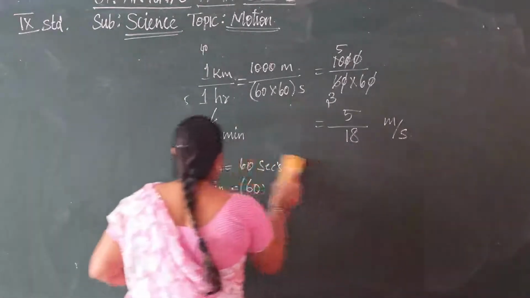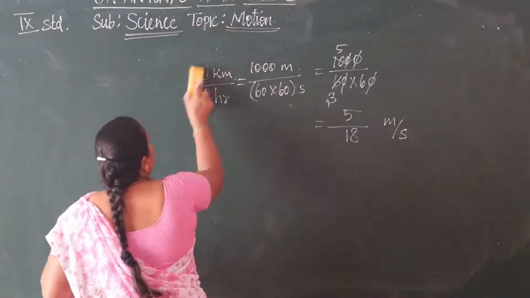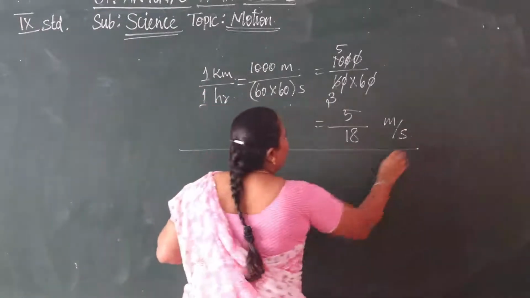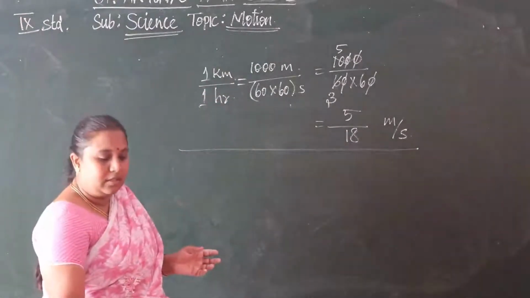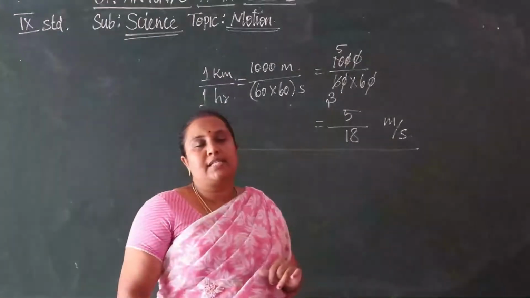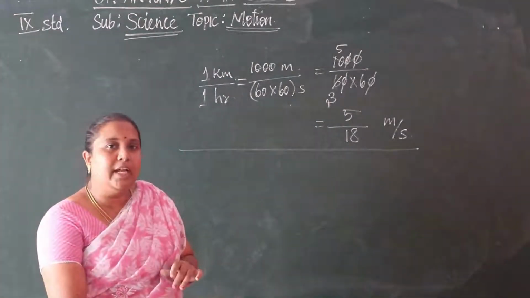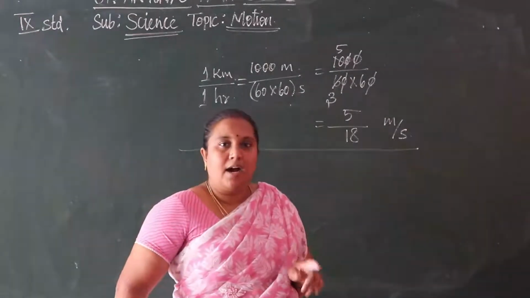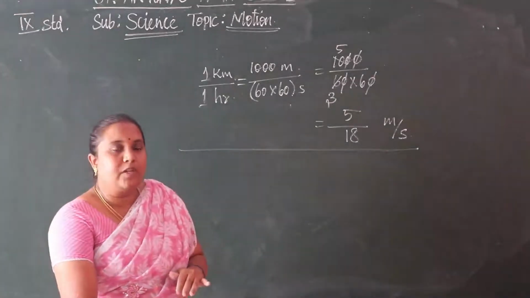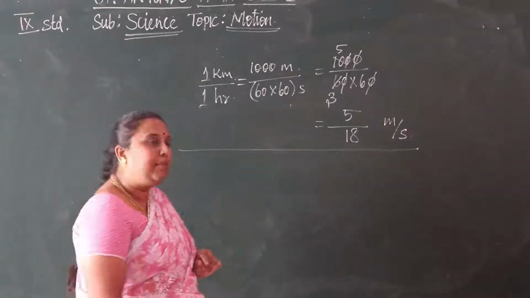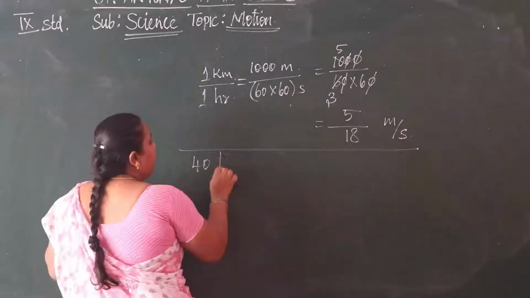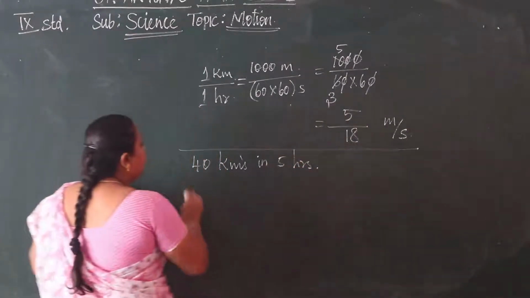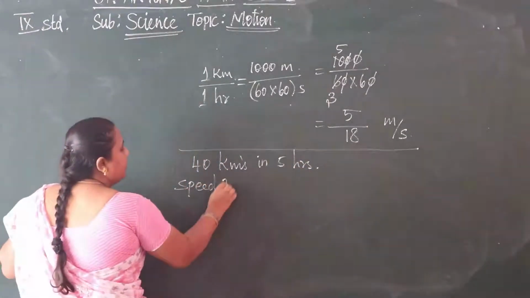Okay, see, here we have: what will be the speed of the body in meter per second and kilometer per hour, if it travels 40 kilometers in 5 hours? See, it is given 40 kilometers in 5 hours. It is given. So what is the speed? We want to find out the speed.